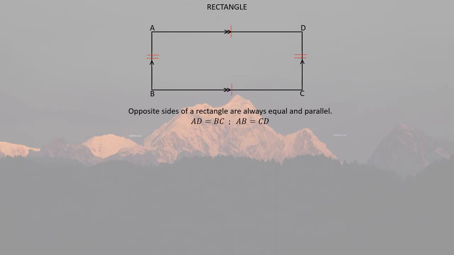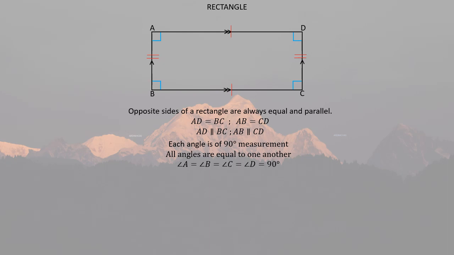So we can write AD equals BC, AB equals CD, and AD is parallel to BC and AB is parallel to CD. We have angle A, angle B, angle C, and angle D. The square box represents 90 degrees, so we can say all angles are 90 degrees each. So each angle is equal to one another. So we can write angle A equals angle B equals angle C equals angle D, which equals 90 degrees.